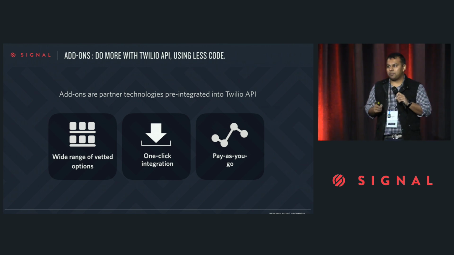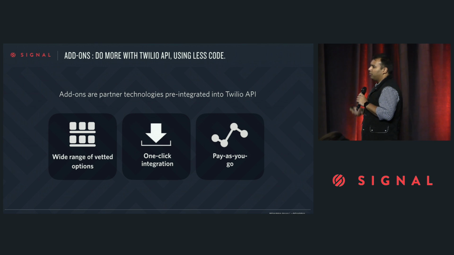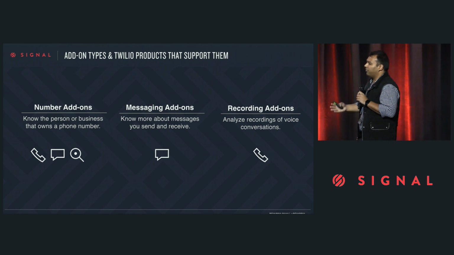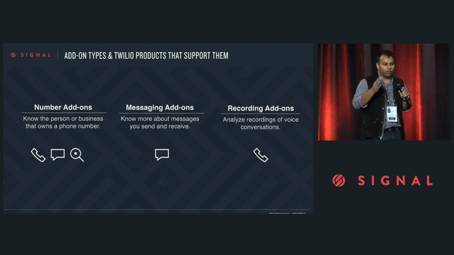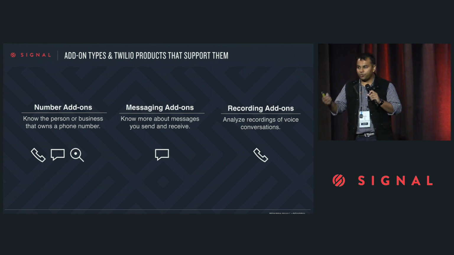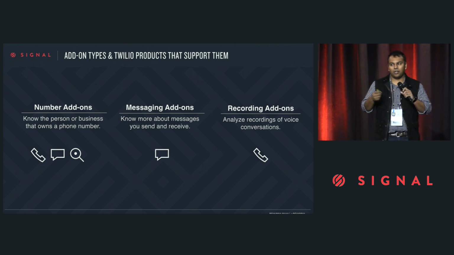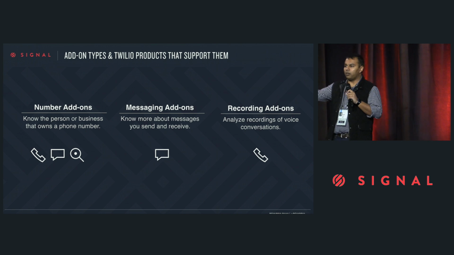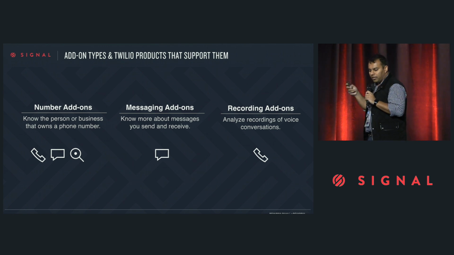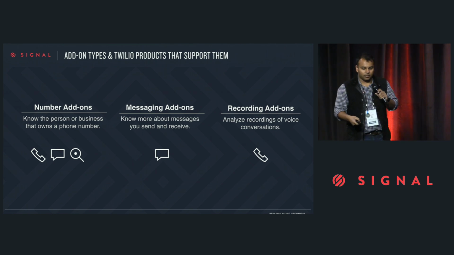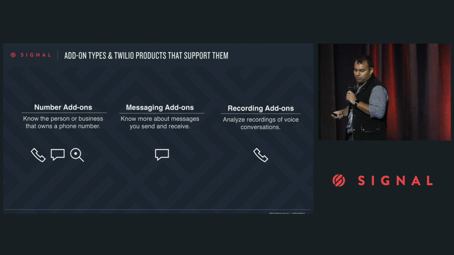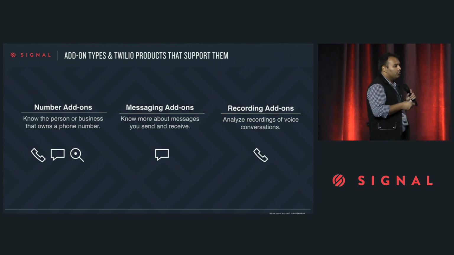Our goal with add-ons, as Pat mentioned earlier, is to let you do more with the Twilio API using less code. So, what are the kind of add-ons that are available today? There are three kinds of add-ons that we've opened up today. There's number add-ons that let you tap into the phone number that you're receiving either through an incoming SMS, an incoming call, or through our lookups product, and invoke partner capabilities to get you more data about that phone number. There's messaging add-ons that let you tap into the contents of the message and help you analyze it. And then there's recording add-ons, which we're launching in about a month in general availability or public betas, that let you analyze recordings, let you do more with it.